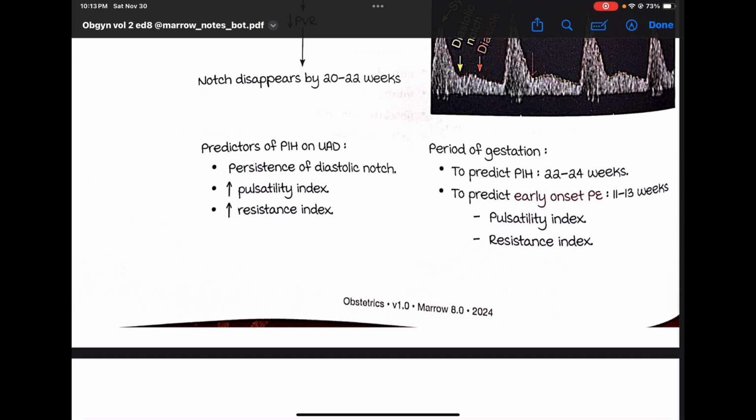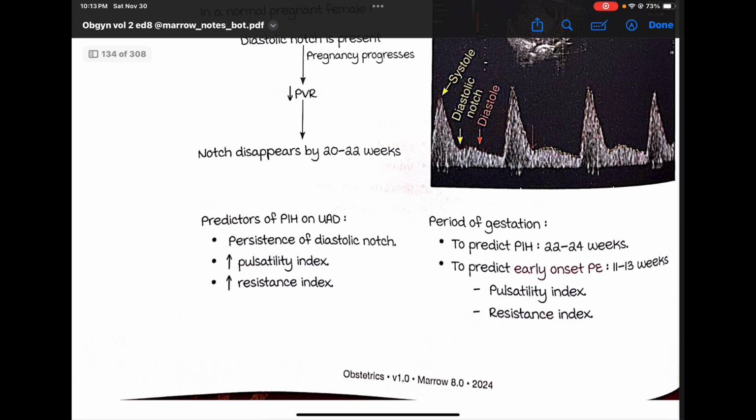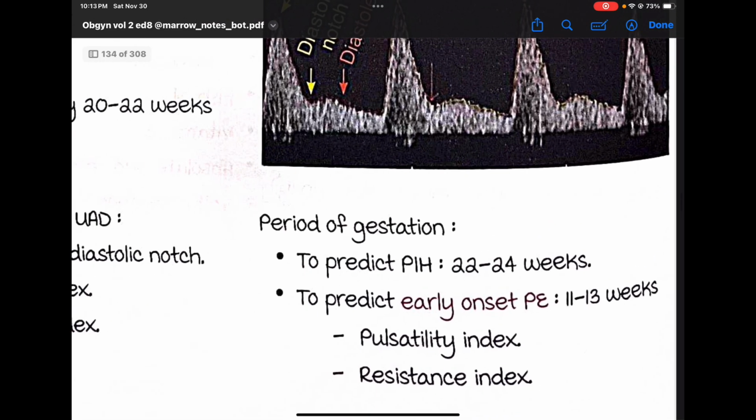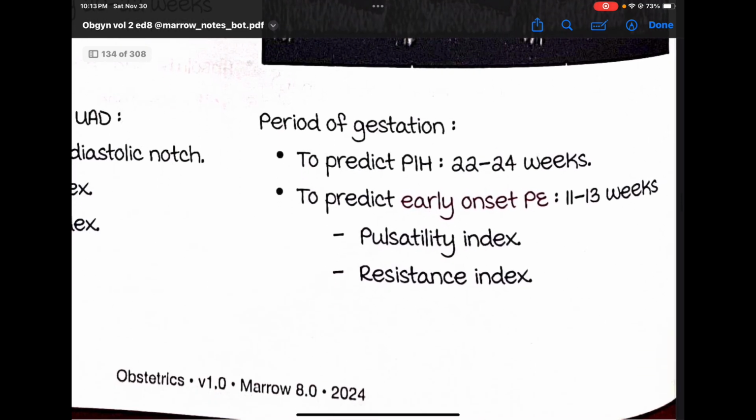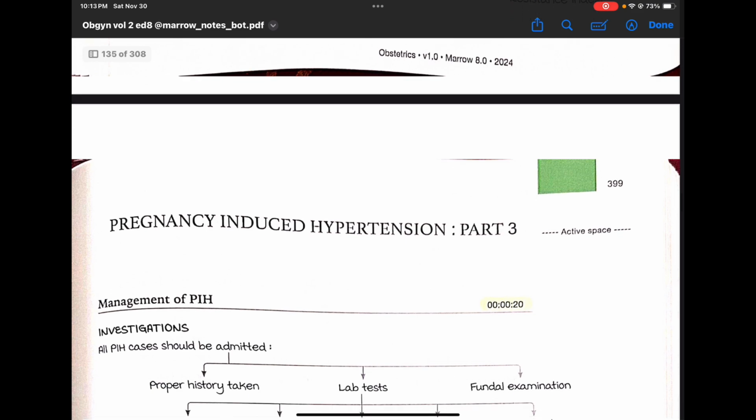Predictors of pregnancy induced hypertension on uterine artery Doppler: persistence of diastolic notch, increased pulsatility index, increased resistance index. Period of gestation: to predict pregnancy induced hypertension, 22 to 24 weeks. To predict early onset preeclampsia, 11 to 13 weeks, using pulsatility index or resistance index.